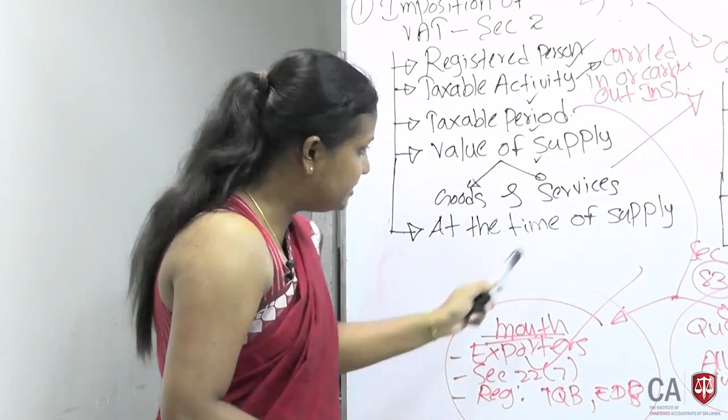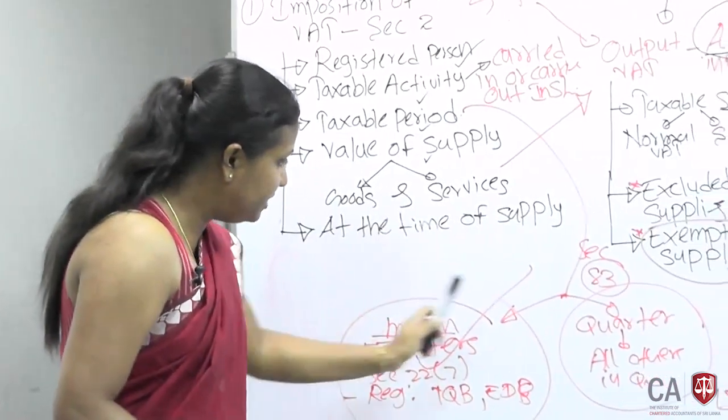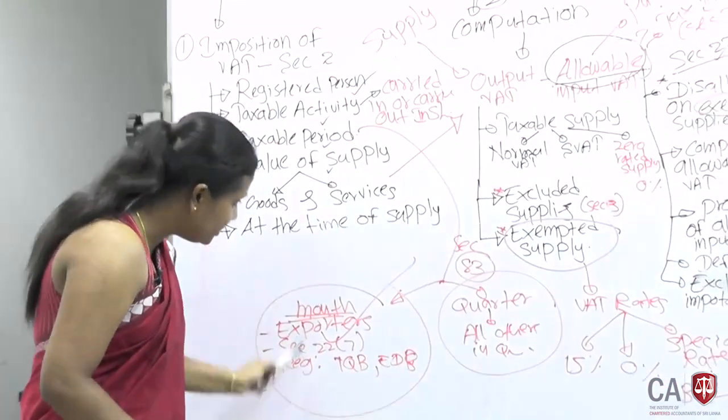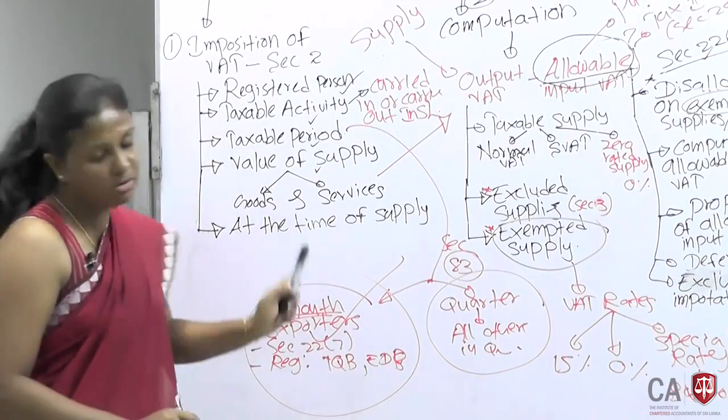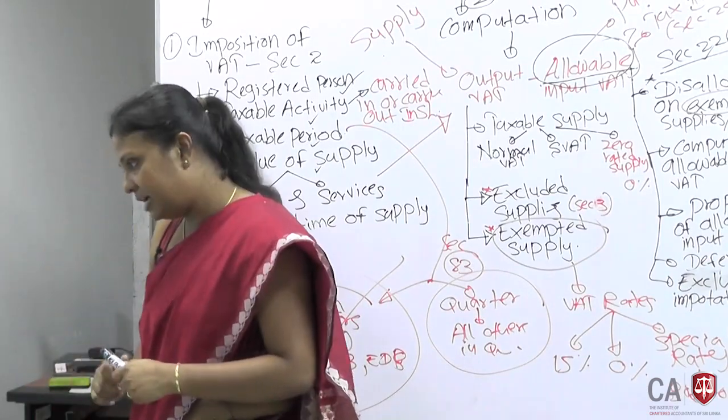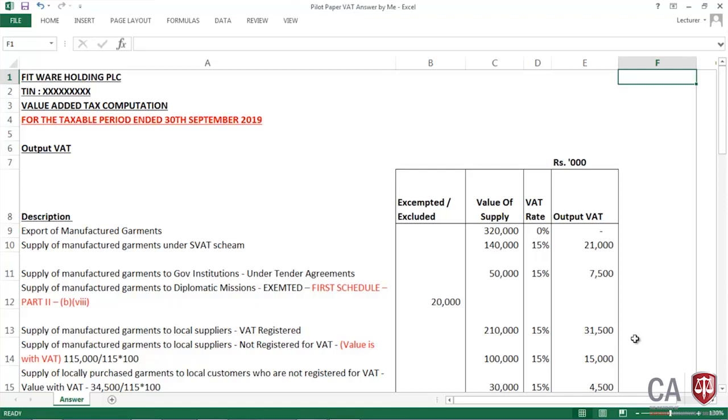There are two kinds of periods. For our company Fitware, one month is a taxable period. Then please refer to this format. If you refer to this format, it is very easy for you to reach the final answers. It is very easy for the marker to mark your paper. If you practice a very clear format like this, it is very important for you to take the marks and do the calculation without any discrepancies.